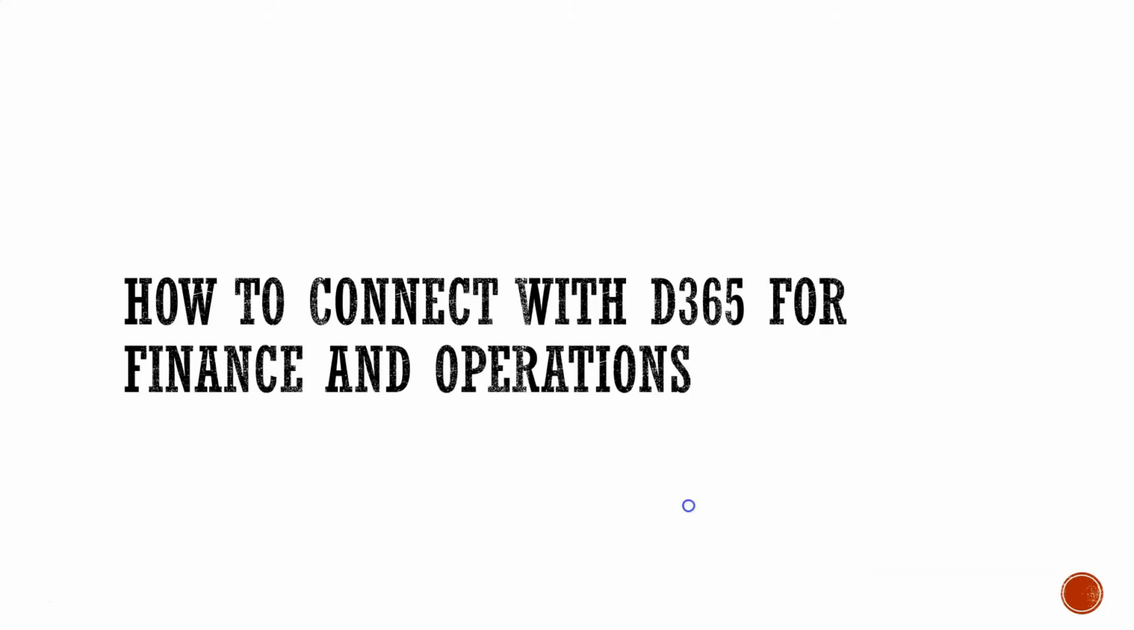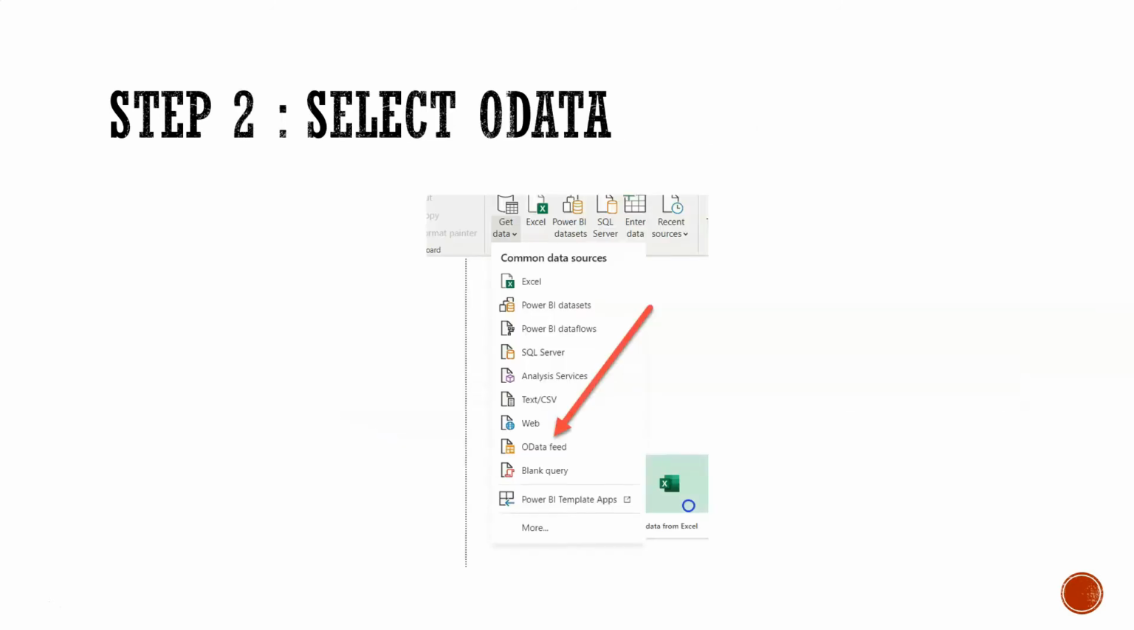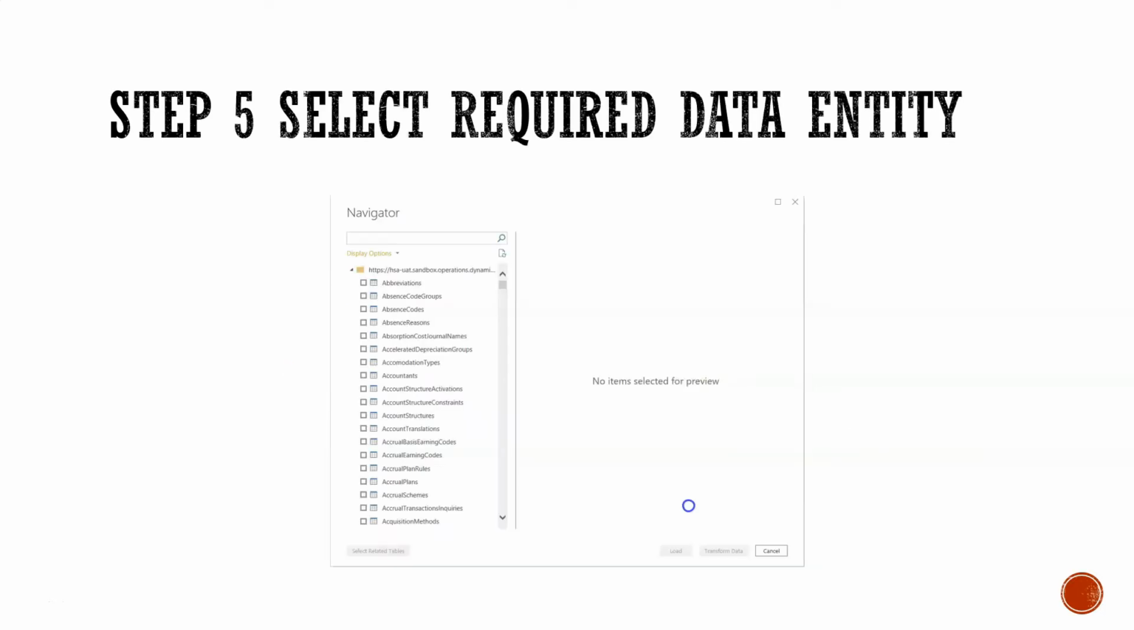How do we connect with D365 for Finance and Operations? First of all, you click the Get Data button, select All Data Feeds here, enter your environment's URL, and then add a slash. You provide the username, then filter the required data entity. I will show you when we go for a demonstration or training.